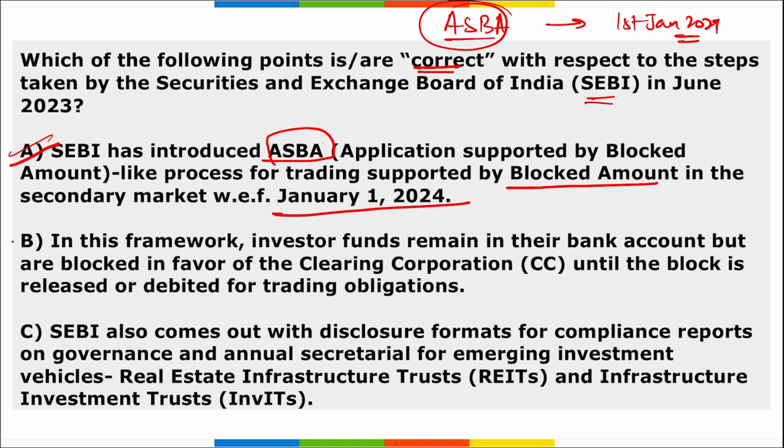So option A is correct. Option B, we just saw, it is correct. Then option C is SEBI has also come out with disclosure formats for compliance reports on the governance and annual secretarial for emerging investment vehicles such as your REITs, that is your real estate investment trust, and InvITs, that is your infrastructure investment trust. So option C is also correct.